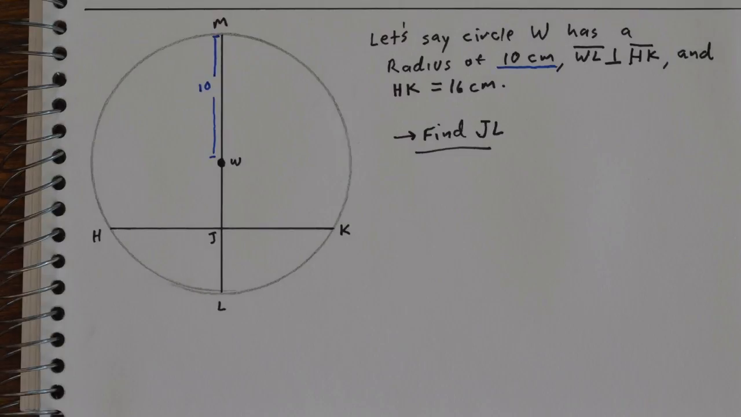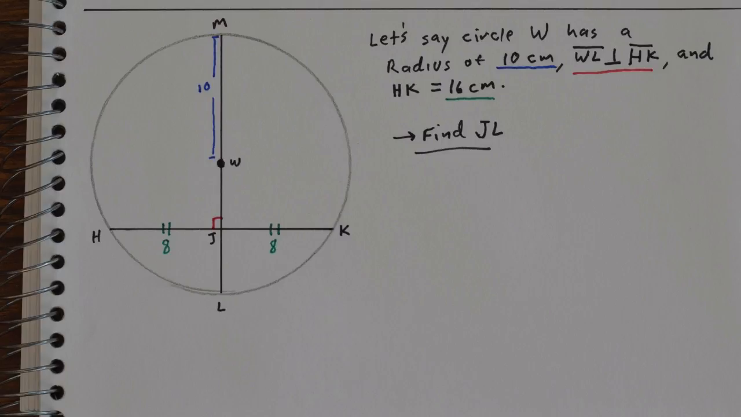So we know the radius, that's 10. We know we have perpendicular segments, and we know HK is 16. Now remember from that previous theorem, if a chord is perpendicular to a radius or diameter, then that chord is bisected. And so that means HJ and KJ are both 8, right? They're half of 16.